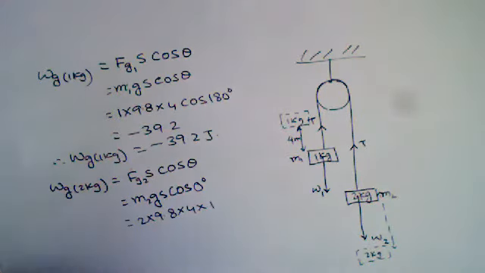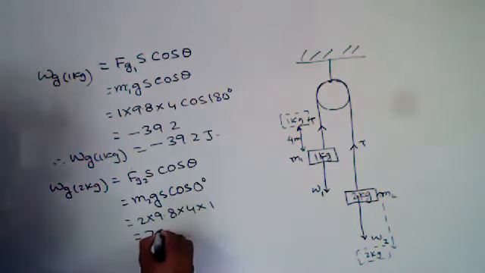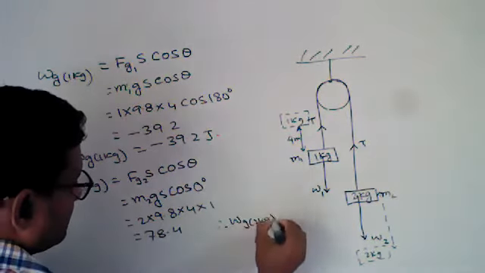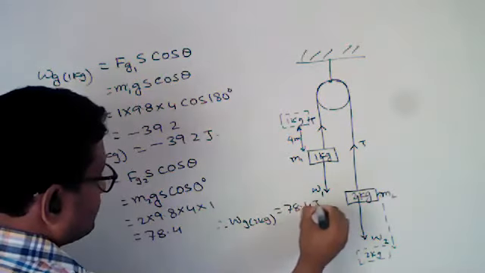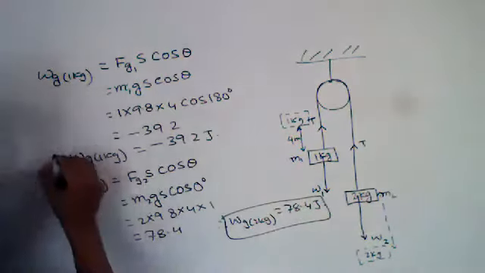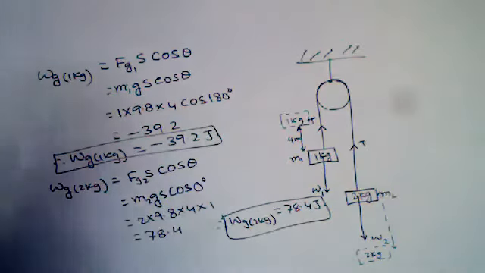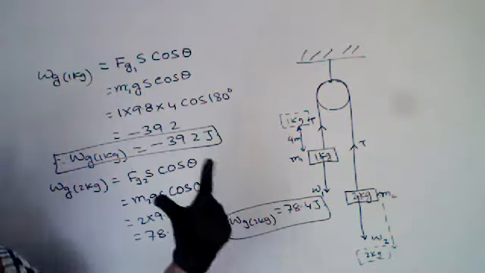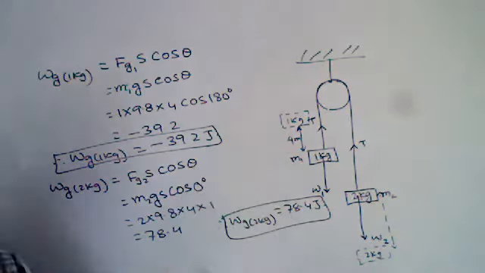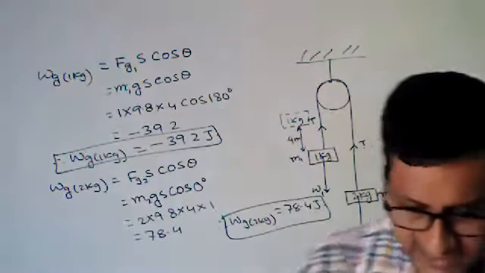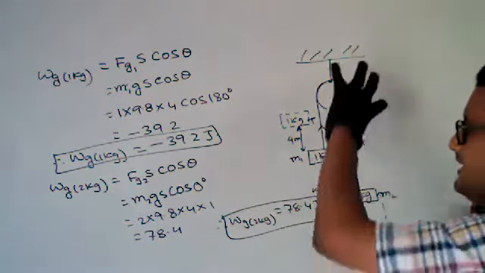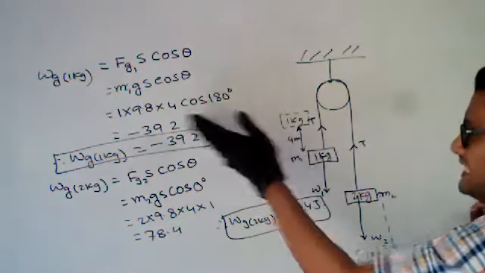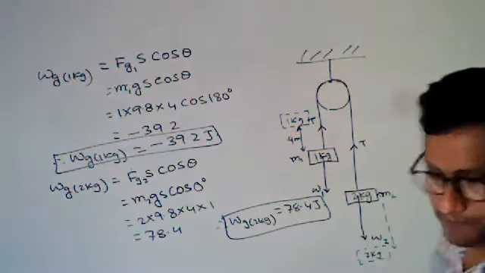9.8 into 8, that means 78.4. So Wg for 2 kilogram equals 78.4 joule. This is the work done by gravitational force on 1 kg. This is the work done by gravitational force on 2 kg. Here you can see in one phenomenon, in one step the work done is negative, in another step the work done is positive.